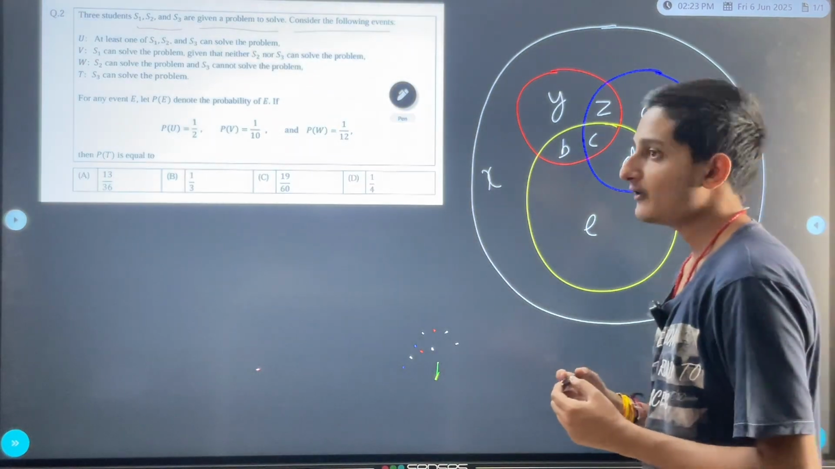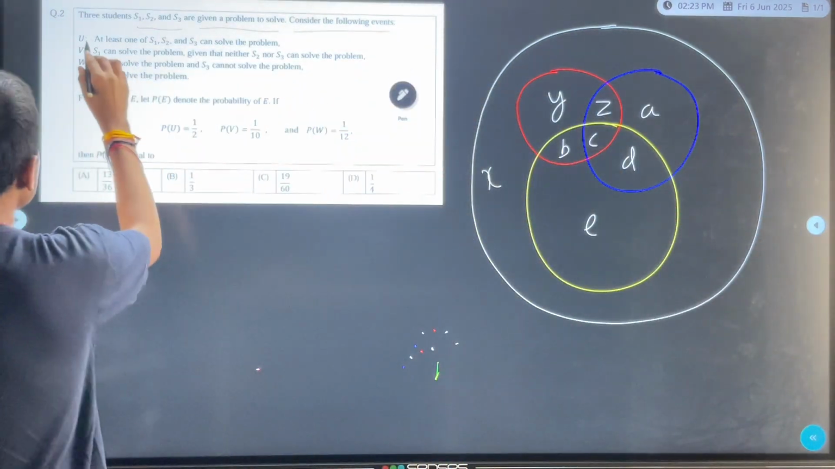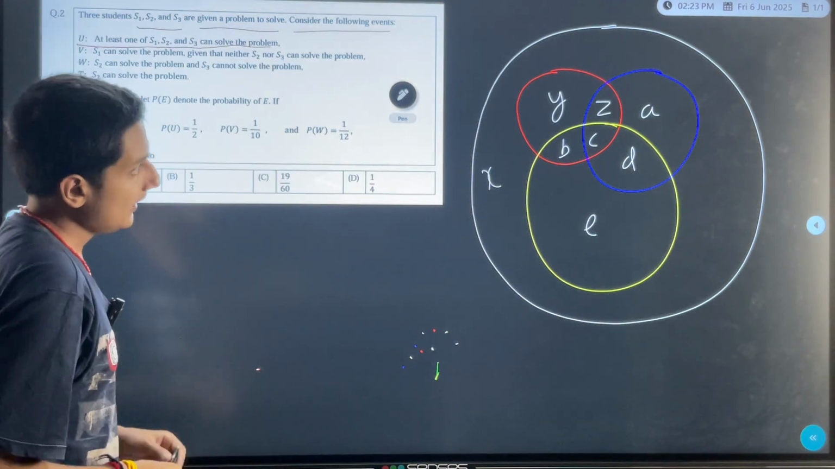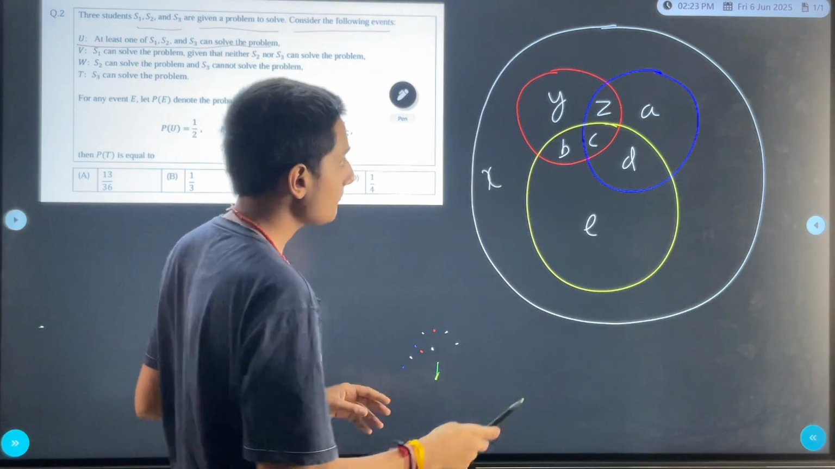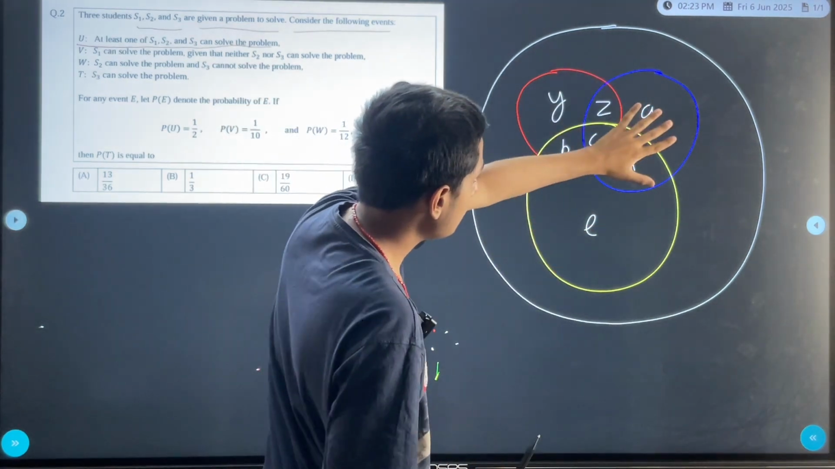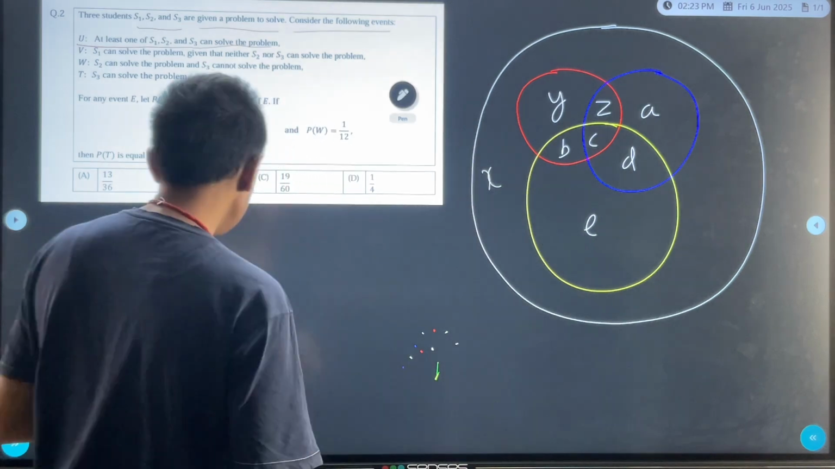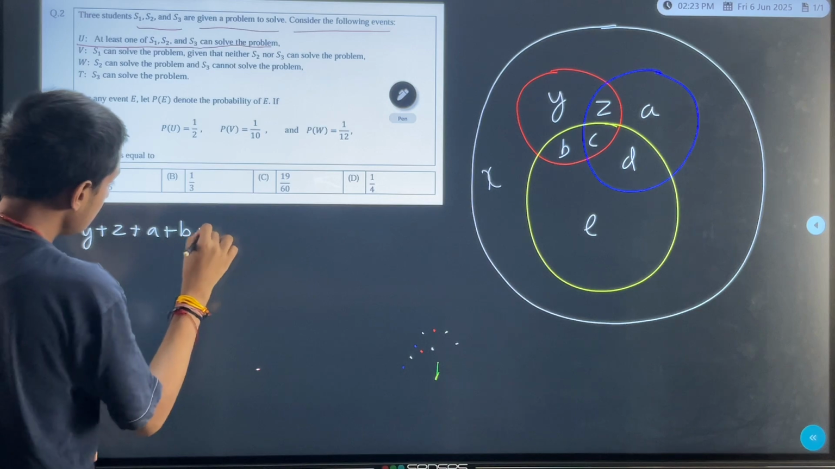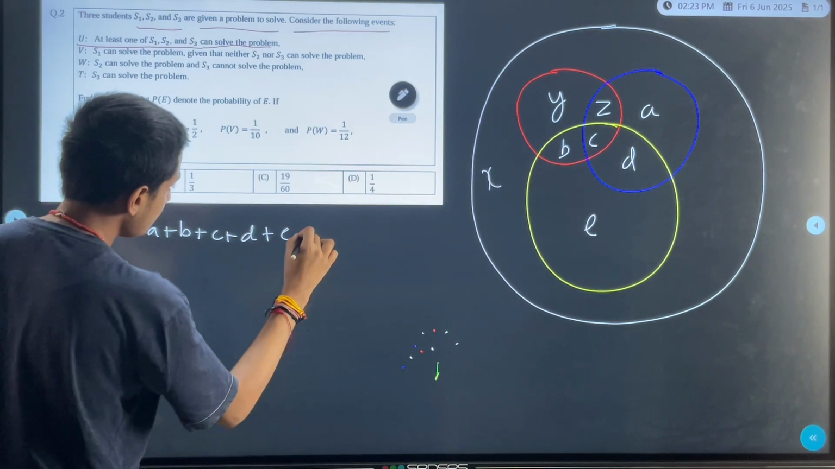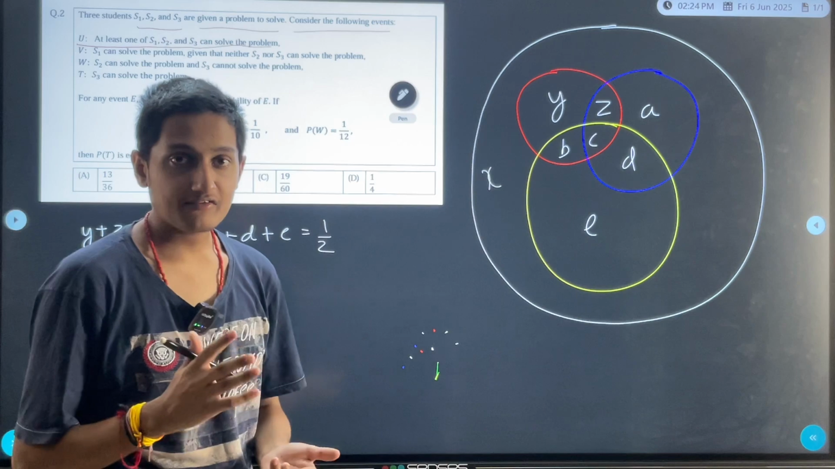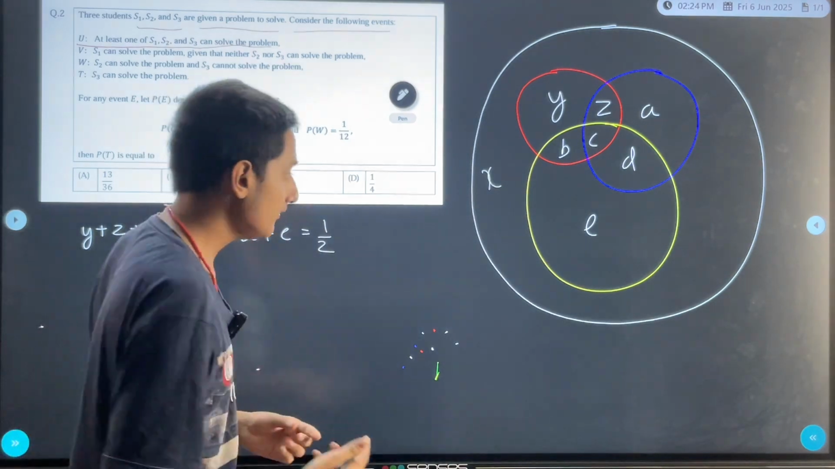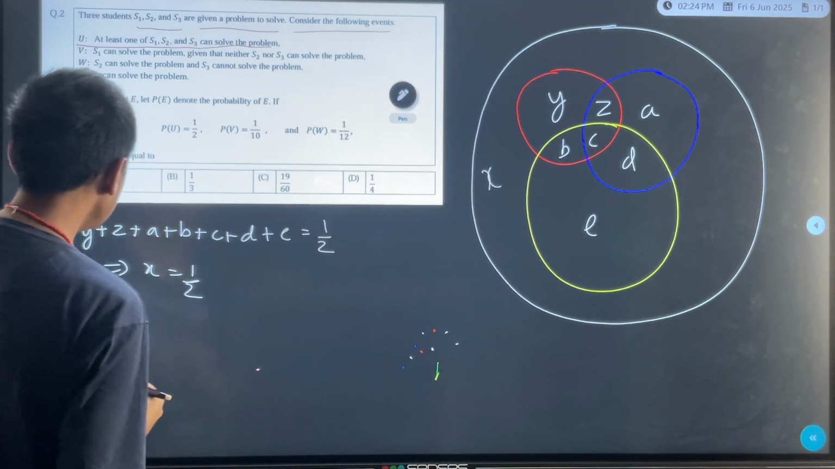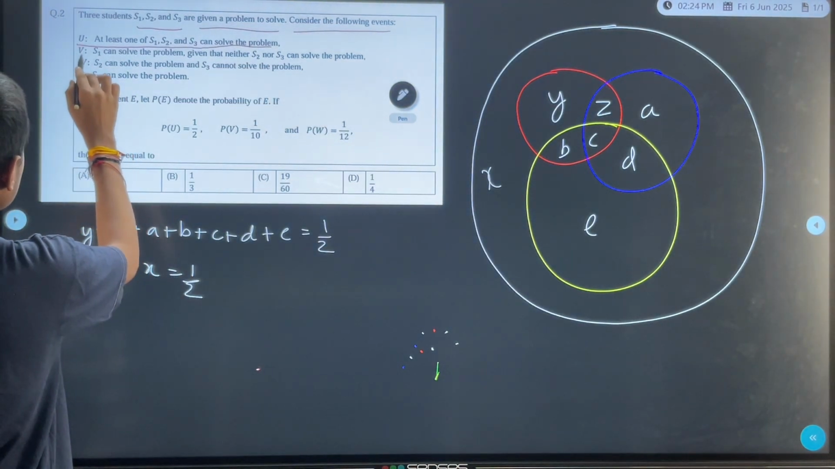Alright, now let's look at each case. It's given U is the event that at least one of S1, S2, S3 can solve the problem. In the given Venn diagram, that is represented by all the regions enclosed by the three circles, which means Y plus Z plus A plus B plus C plus D plus E is equal to half. Also, as the sum of all probabilities must be equal to 1, this also implies that X will be equal to half.